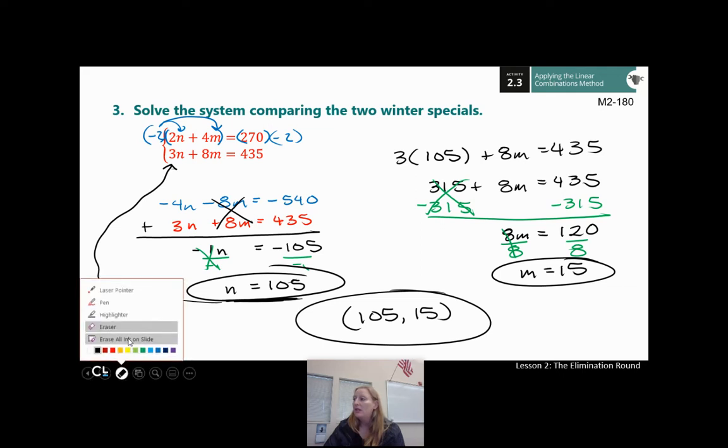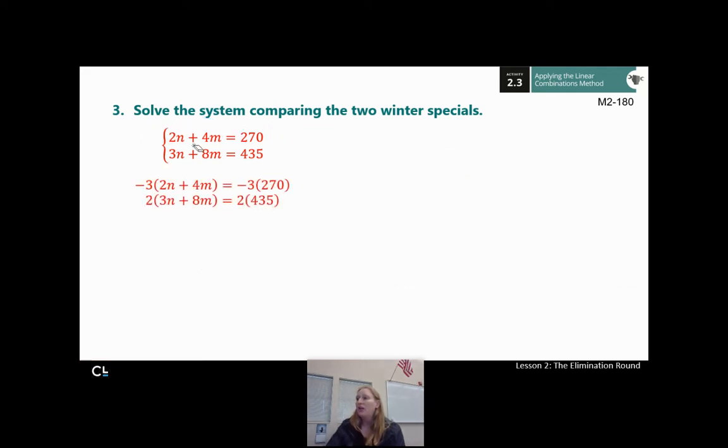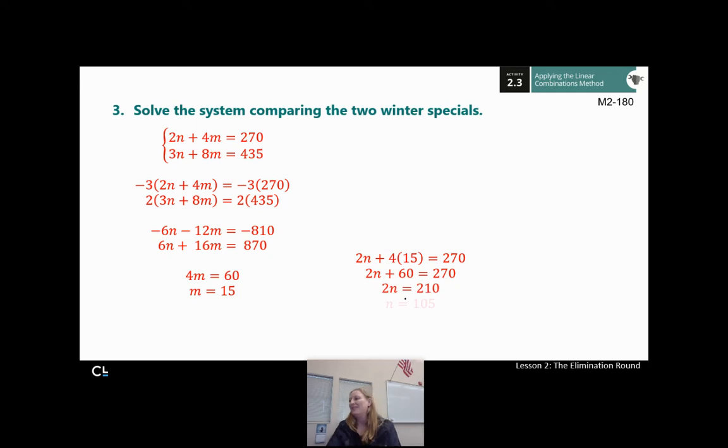Oh, hang on, let me do this. Oh, it goes away. I decided to go ahead and make 6s out of these, so that's another option that you could have done. So I multiplied this whole equation by -3. I multiplied everything on that equation by 2, and then the n's canceled out, found out what m was, and then I took my m, plugged it back into one of these equations. I plugged it in here, multiplied, subtracted the 60, and divided. I still got the same answer. I still found that n was 105 and that m was 15. Just changed the order in which I found them, but that's okay.